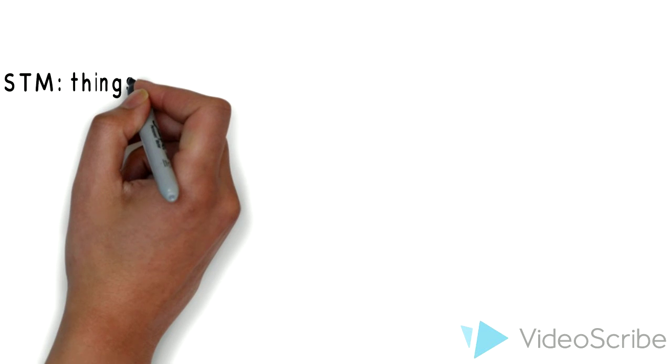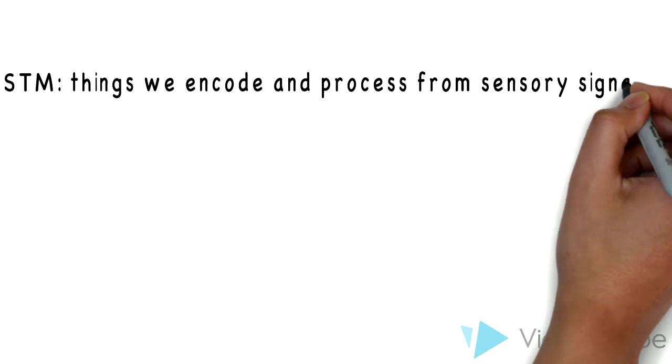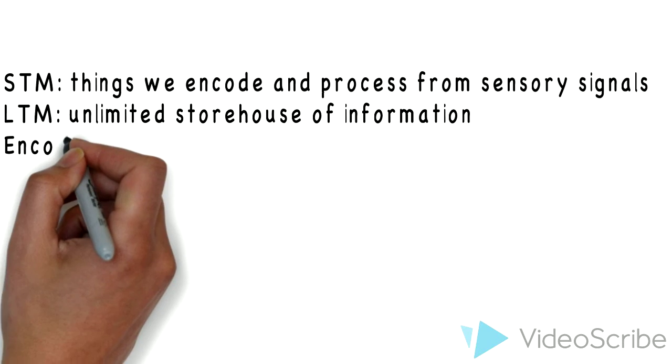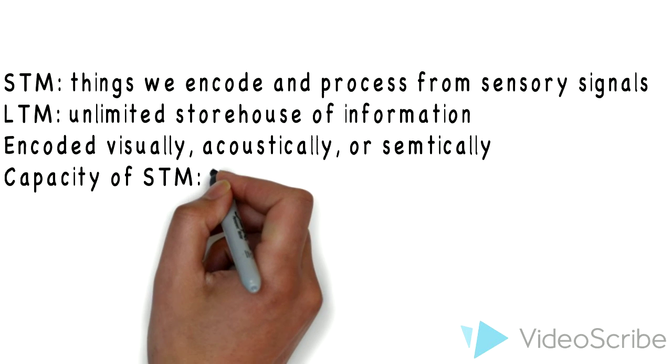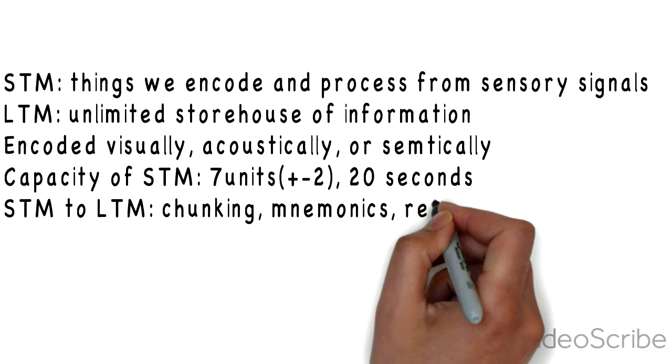Recap. Short-term memory. Things we encode and process from sensory signals. Long-term memory. Unlimited storehouse of information. Encoded visually, acoustically, or semantically. Capacity of STM. 7 units, plus or minus 2, 20 seconds.